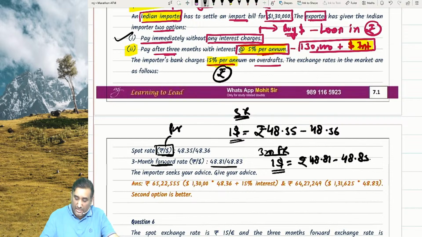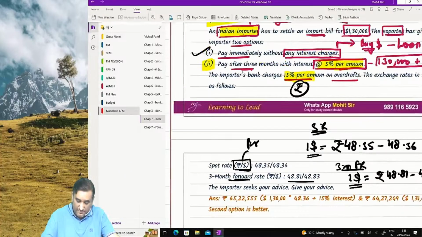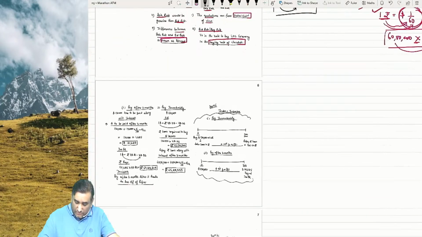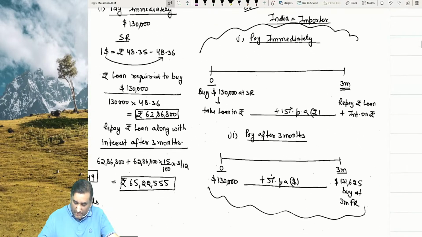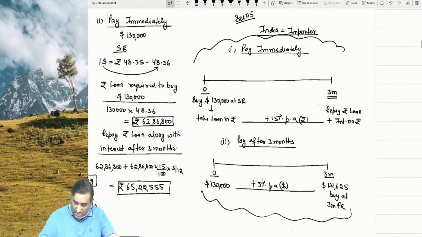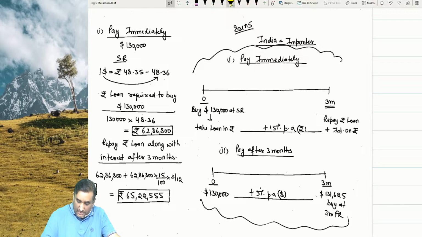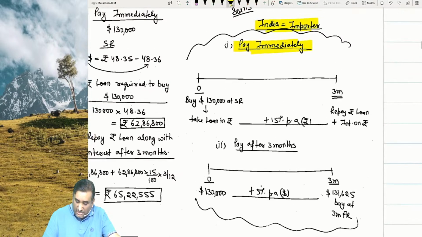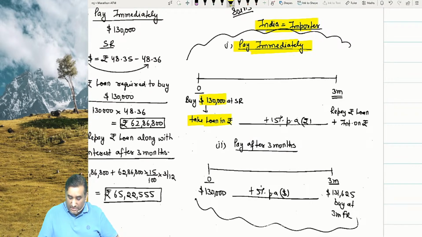Now diagrammatically, I'll tell you what exactly this means. It's on slide number 6, just look up. The meaning of this is India is the importer. Two options they have: pay immediately. When you are paying immediately, it means buy the dollar at spot rate by taking a loan in rupee. Make the rupee payment at 15%. Sir, how do you know 15% is on rupee? Because if one currency is given as dollar 5, then the second 15% would be on rupee.